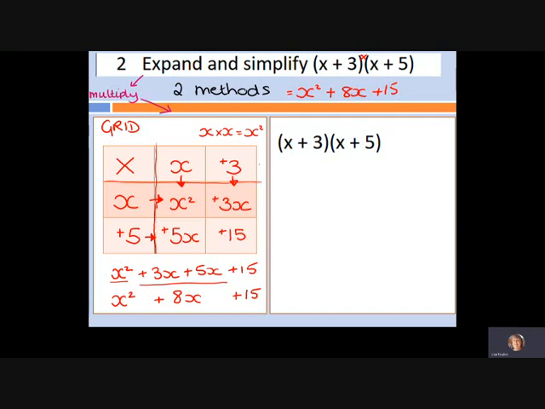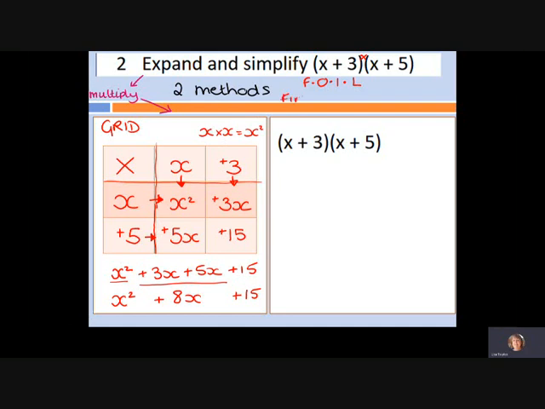Now, some of you at school may have learnt this a different way. You might have learnt something called FOIL. So let me talk through FOIL with you. Now, a lot of the students that say that they remember FOIL don't actually remember what FOIL means. And actually, you don't need to know what it means. You just need to know what to do. But let me explain it anyway in case that helps you understand.